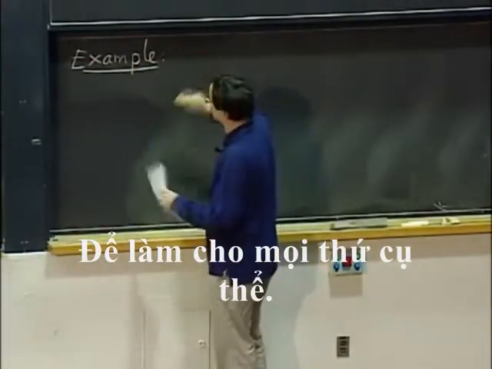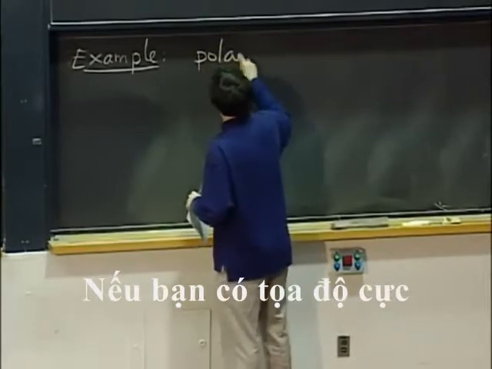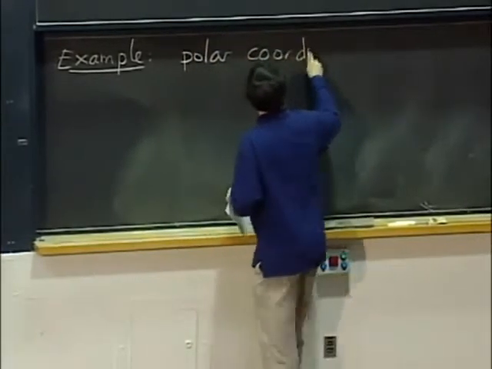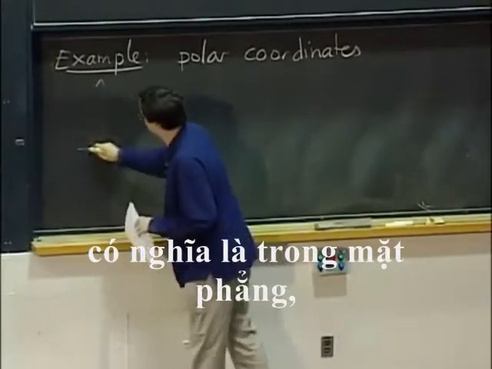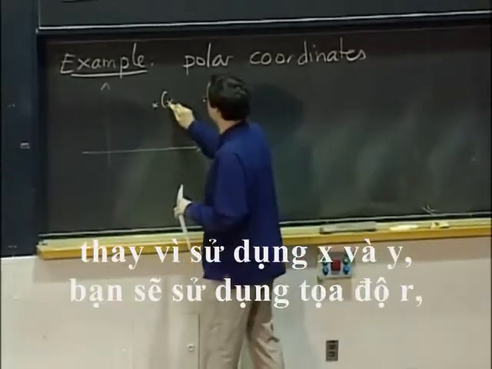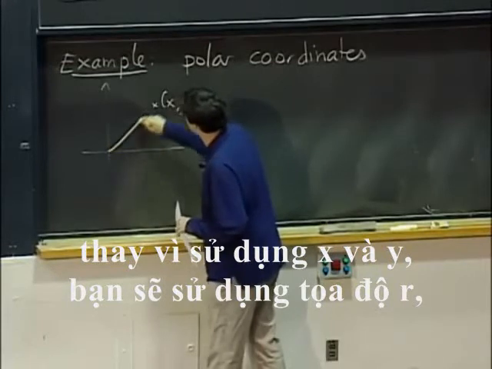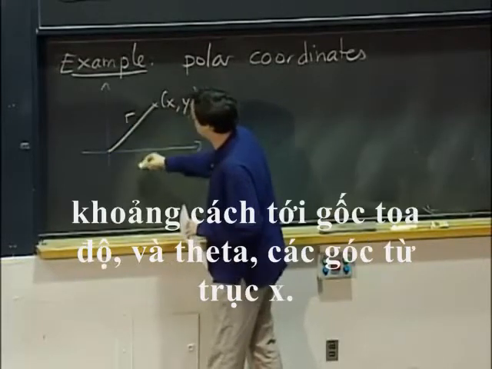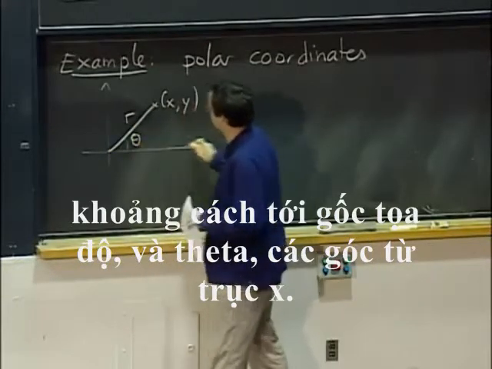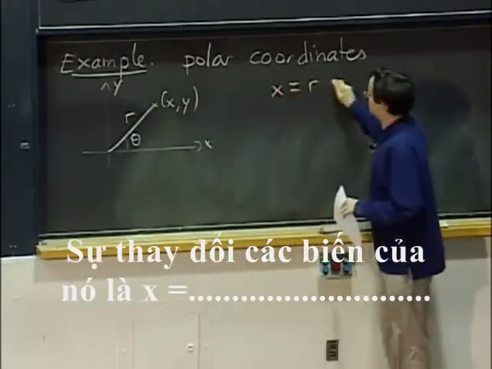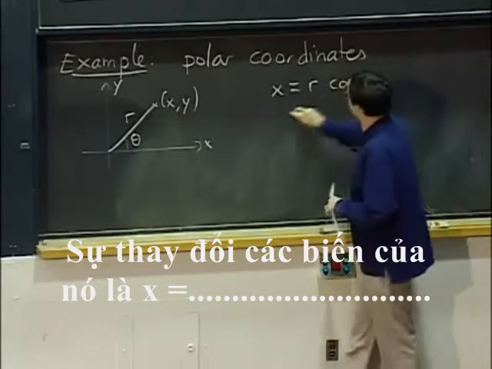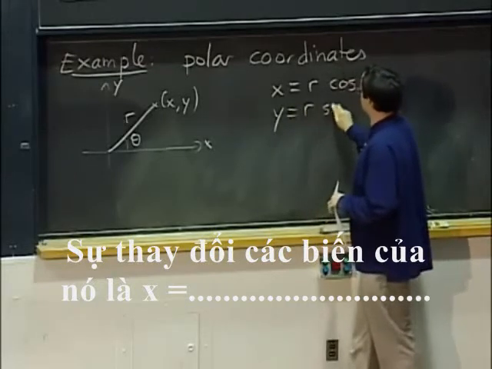So just to make things a little bit more concrete, if you have polar coordinates, that means that in the plane, instead of using coordinates x and y, you will use coordinates r, distance to the origin, and theta, the angle from the x-axis. So the change of variables for that is x equals r cosine theta, and y equals r sine theta.